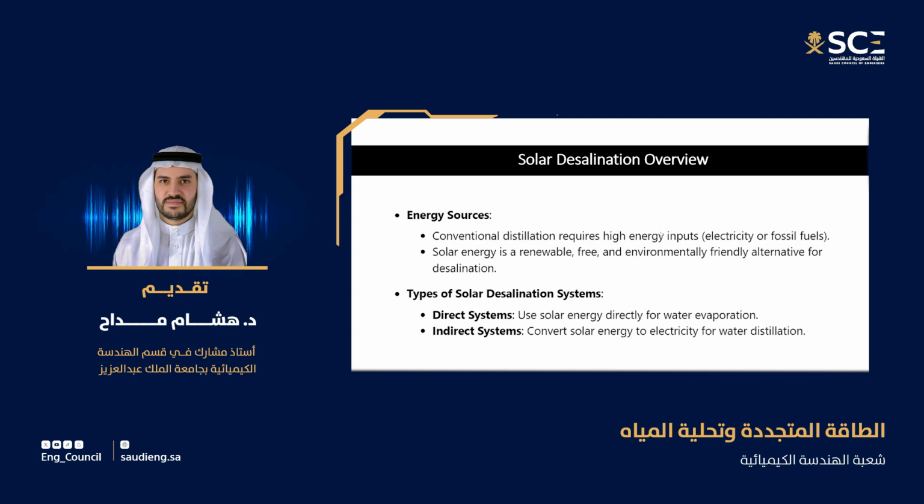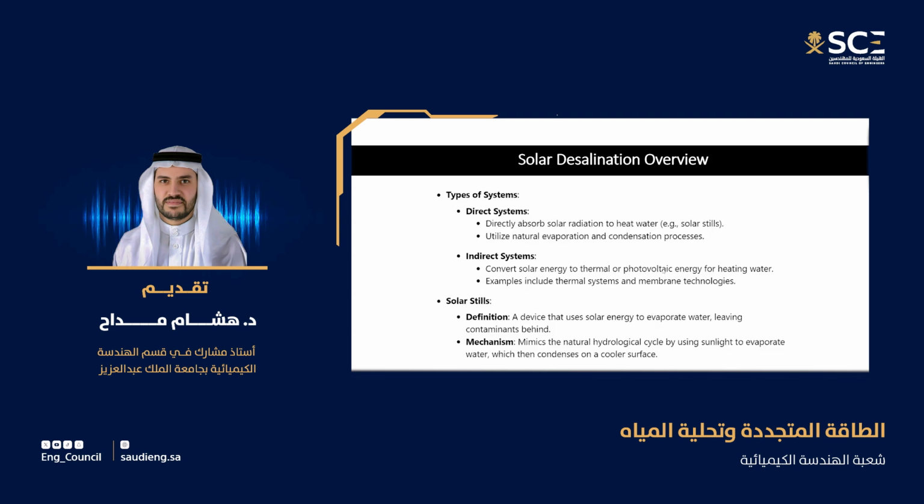So let's continue. So the system now, direct or indirect. Direct means مباشرة, a system that works in a direct way. It converts the solar energy into thermal energy. Direct, you are trying to heat the water.